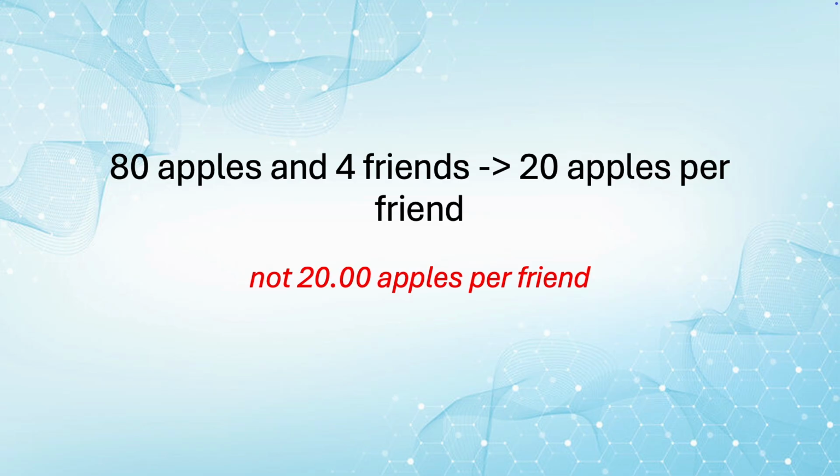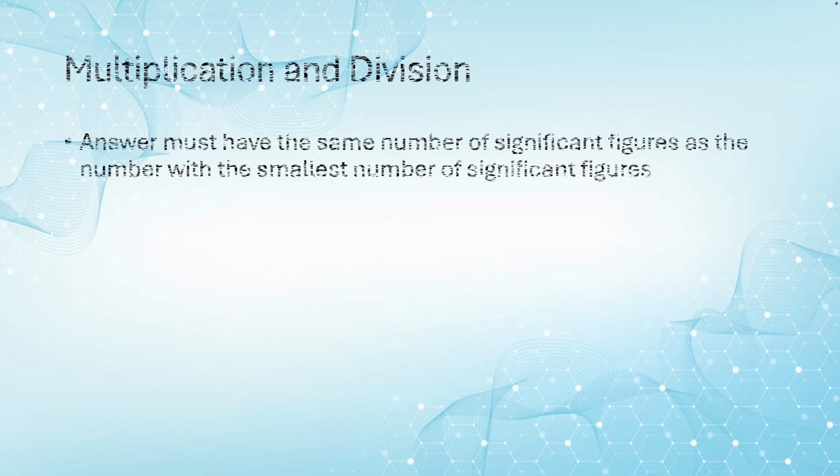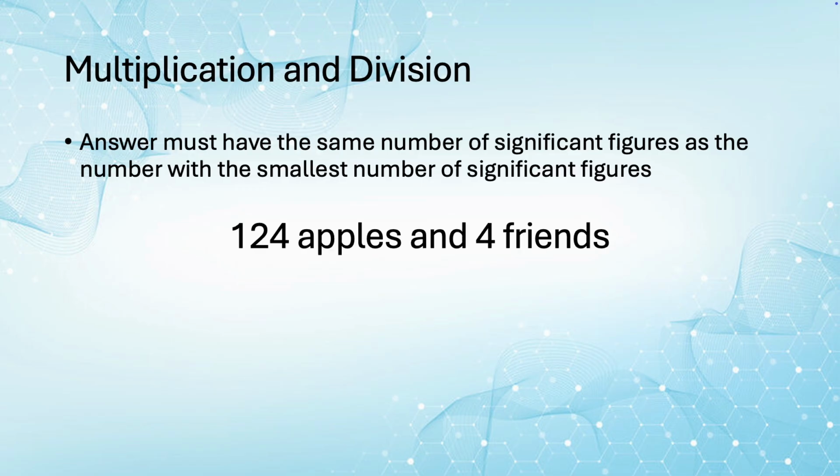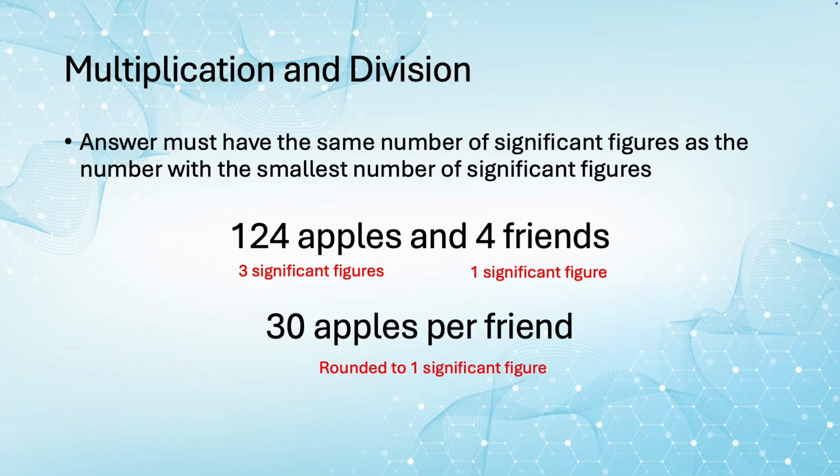In multiplication and division, our answer must have the same number of significant figures as the number with the smallest number of significant figures. For instance, if I had 124 apples and 4 friends, how many apples can each friend get? 124 apples has 3 significant figures, while 4 friends only has 1 significant figure. Therefore, our answer must be expressed rounded to 1 significant figure, which would be rounded to 30 apples.